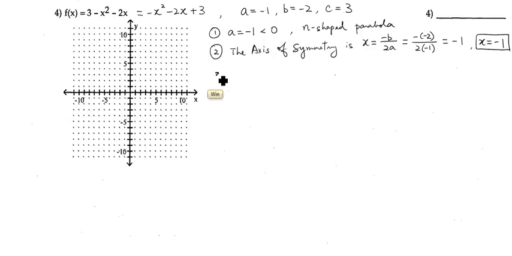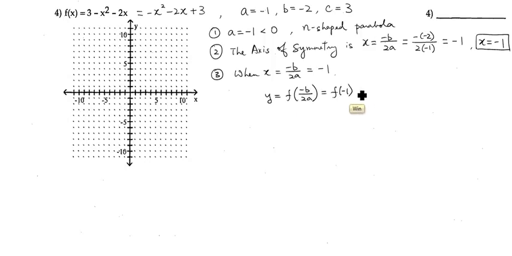Number 3, we want to find the vertex. When x equals -b over 2a, we already got that, which is -1. What about the y coordinate? The y will be f of -b over 2a. That gives you f of -1. So now we plug x equals -1 back into the original equation.